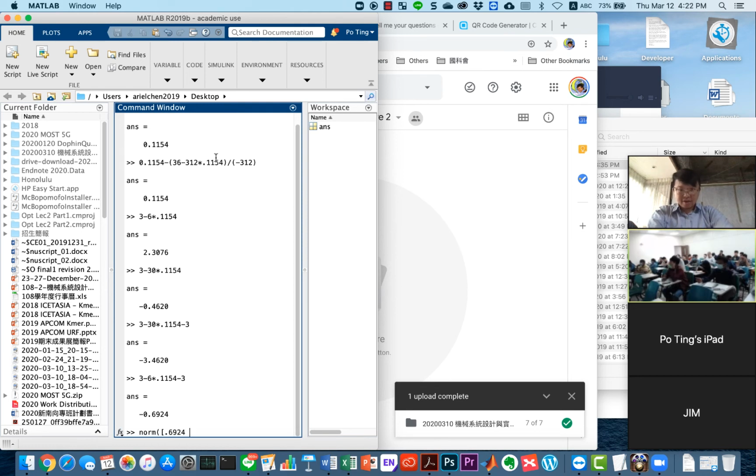0.6924 and 3.4620. So the norm, the distance, the length of this error vector is 3.5306, which is of course larger than 10 to the negative 3. So my iteration number k must be plus 1, which is 1. And then I do it again. So this was my first iteration of steepest descent. And now this becomes my second iteration.